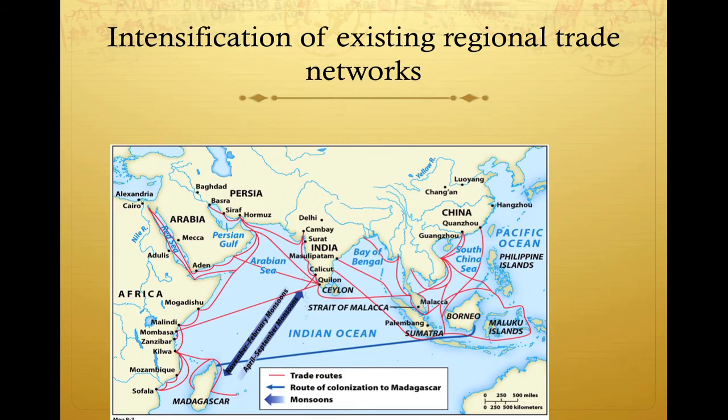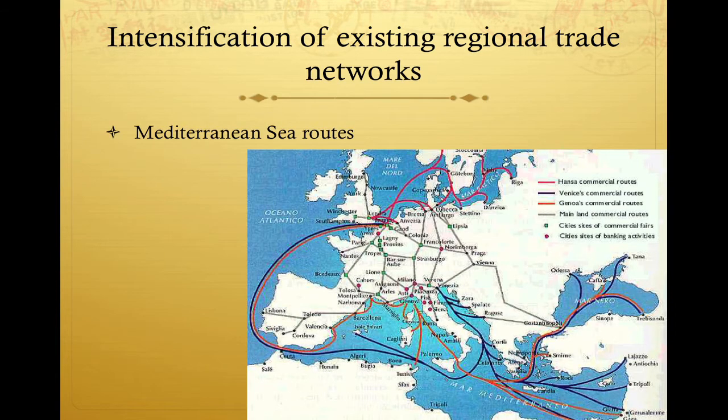Starting with the intensification of existing regional trade networks. This is about the merchants and the governments benefiting and sometimes suffering from these trade networks. But this is a reminder that a lot of these trade networks that we focused on last unit, like the Indian Ocean trade network, are continuing. So we have the Indian Ocean, we have sea routes in the Mediterranean, especially with Venice, which is shown here in the blue arrows.